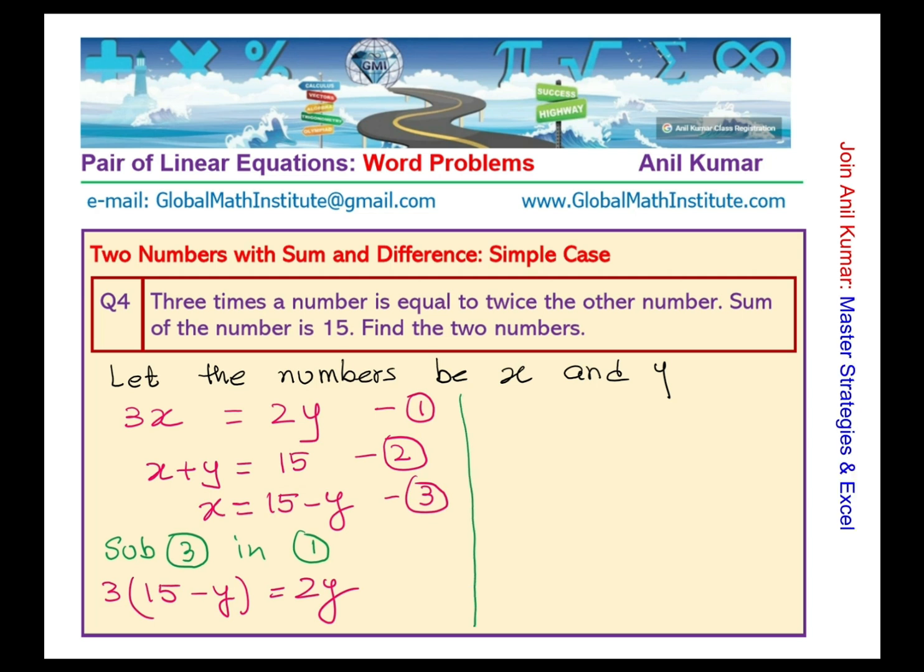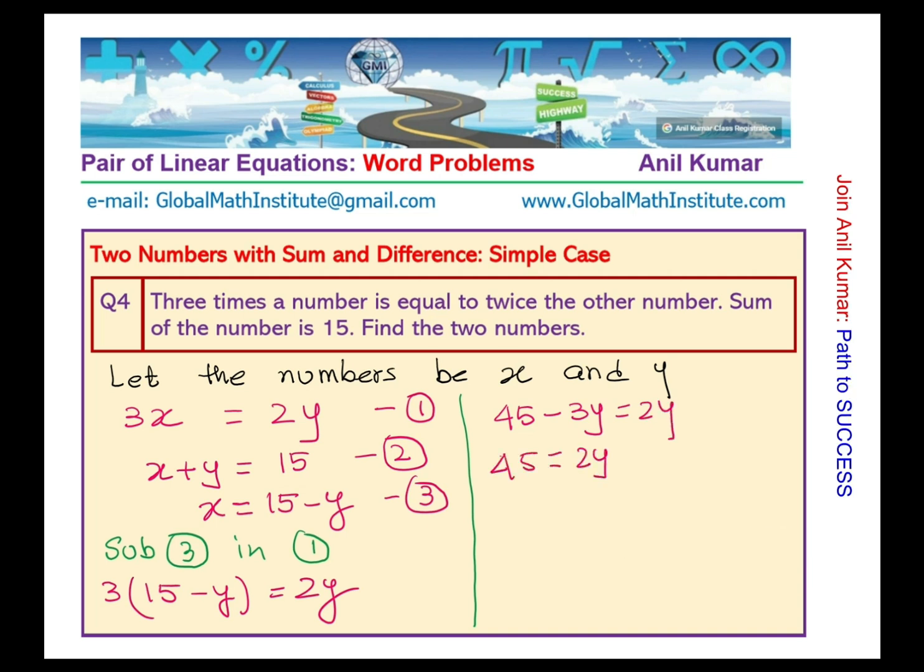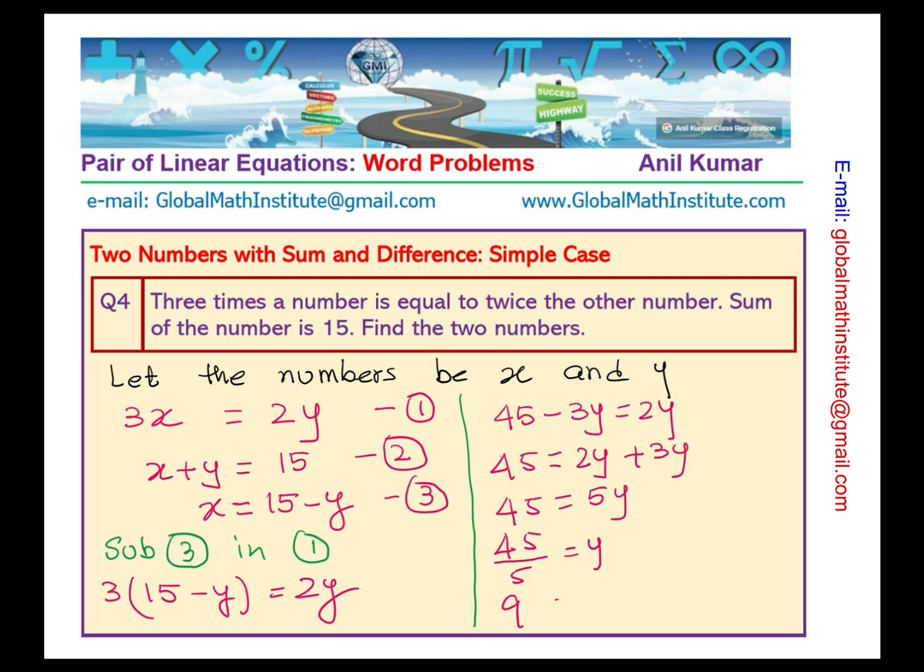Clear? So let's apply the distributive property. 3 times 15 is 45 minus 3y equals to 2y. 45 equals to 2y plus 3y. 45 equals to 5y. 45 over 5. Solving equations is an easy process. If you need help, we will provide you with a link where I have very good videos on how do we solve equations. So we get 9 as a value of y.